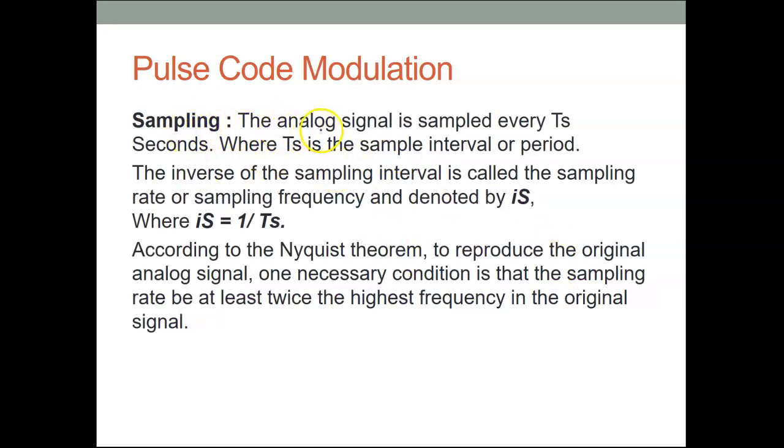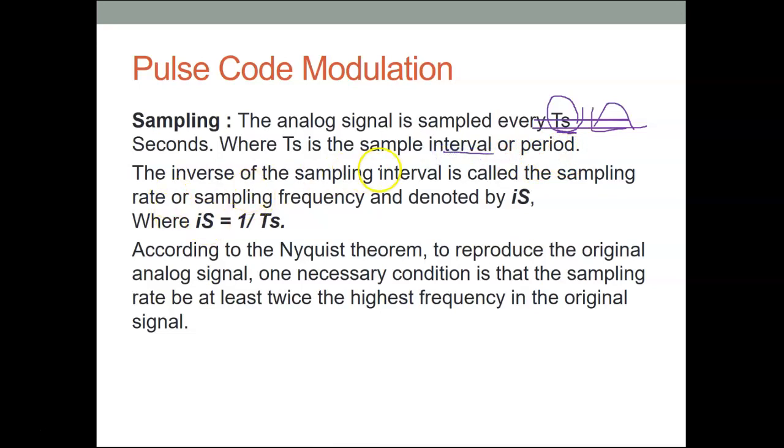So sampling: the analog signal is sampled every T seconds, like 1 second, 2 seconds, 3 seconds. You divide the big wave into samples. Each sample can be 1 second or 2 seconds or 3 seconds, and then you divide the signal into T seconds. T seconds is the interval, or the period of time.